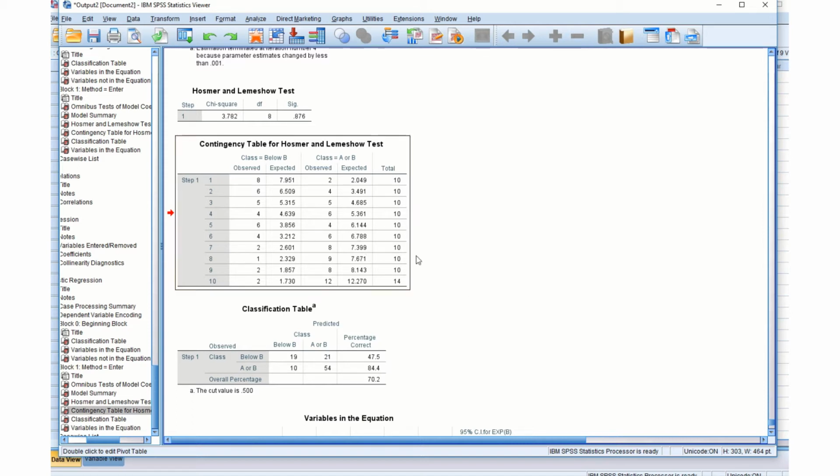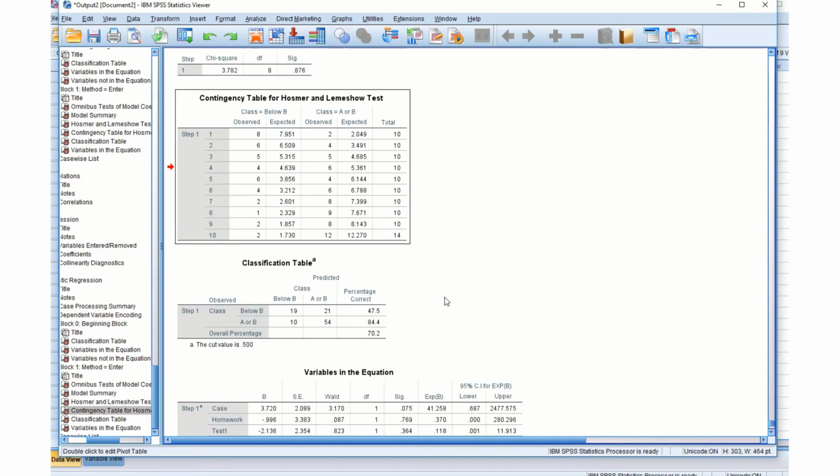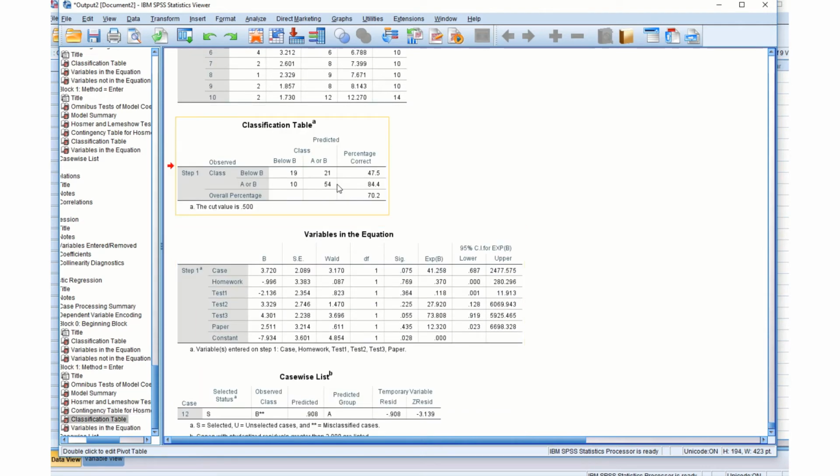It's okay. It may not be reportable. You're not reporting that necessarily, but that's again your background information. Now, this classification table is reportable and is very important.